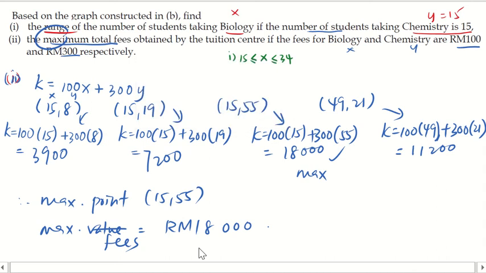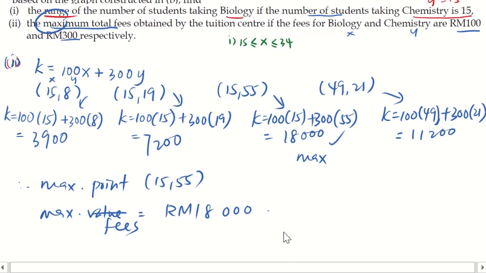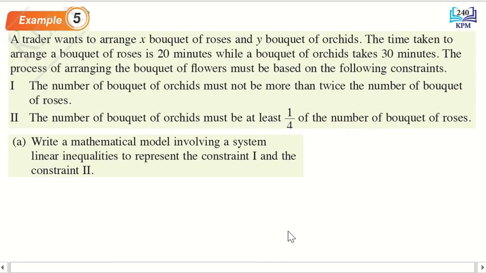Next question. Now we go to the next question, example 5. We look at the example in your textbook, page 240. A trader wants to arrange x bouquets of roses and y bouquets of orchids. So the number of bouquets of roses is x, and the orchids is y. The time taken to arrange a bouquet of roses is 20 minutes. For this type of question, it's better to change it into a table first.